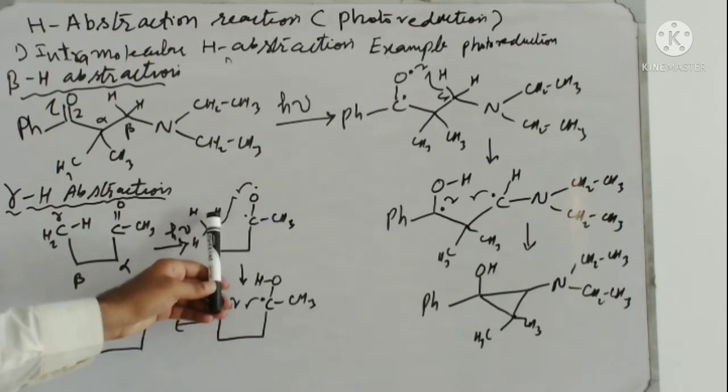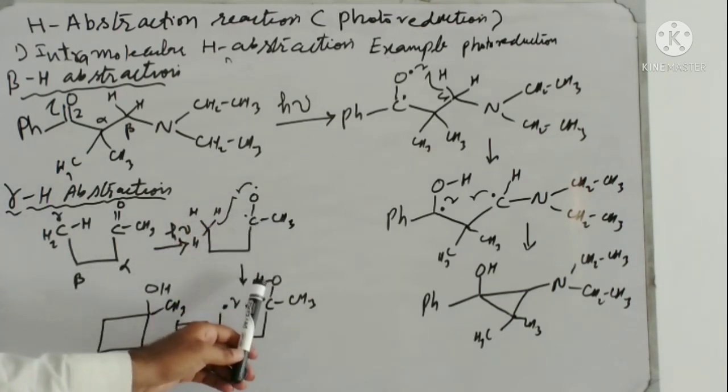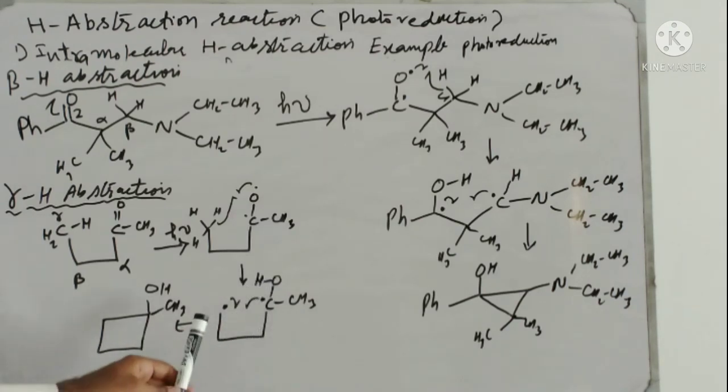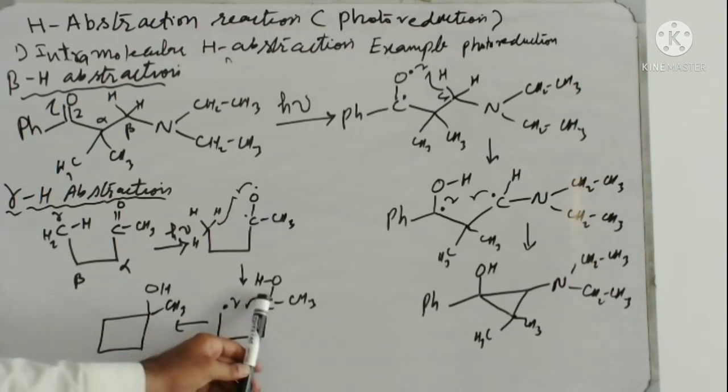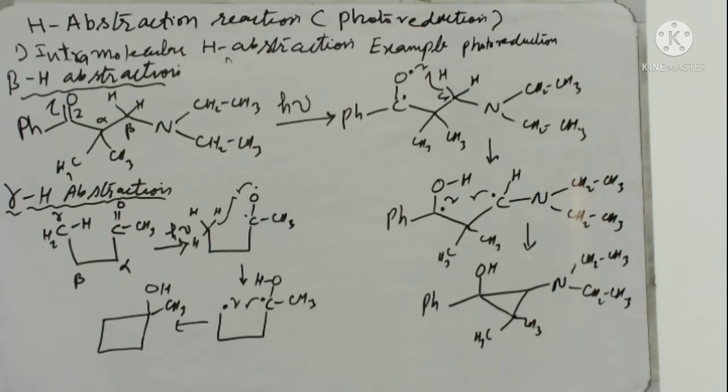This C-H bond undergoes homolytic cleavage, and this hydrogen radical and this oxygen radical combine to form this OH, a single covalent bond between oxygen and hydrogen. Now we have 1, 2, 3, 4, a 1,4-diradical. This 1,4-diradical combines and forms a bond, a cyclobutane-type ring, and we form this type of product. So this is the gamma hydrogen abstraction example.